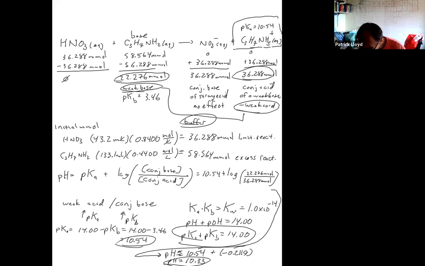Why was it negative? I know it's negative because the number in the numerator is smaller than the number in the denominator. So that means the ratio is less than 1. The log of a number that's less than 1, like 0.9 or 0.8 or 0.7, is going to be negative. So we're going to get a negative 0.2119, not a positive 0.2119. So one way you can make a mistake is you get those two numbers mixed up.